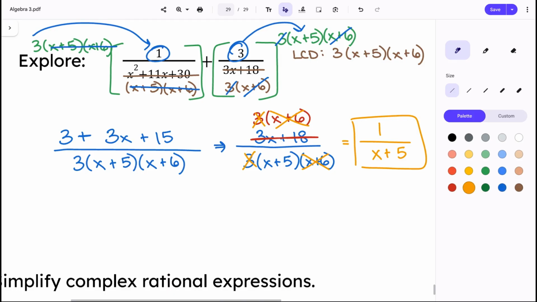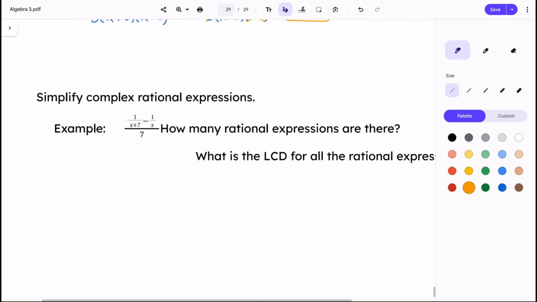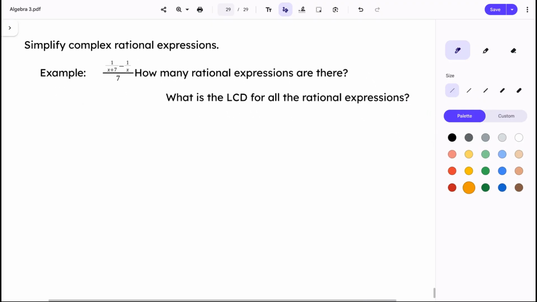Okay, this last piece I have here, guys, is going to combine what we've talked about in this whole section. So we're going to be adding and subtracting and multiplying and dividing. These are called complex expressions because they are like one fraction and then the numerator and the denominator are sometimes made up of other fractions. So there's a lot of things happening in these kind of problems.